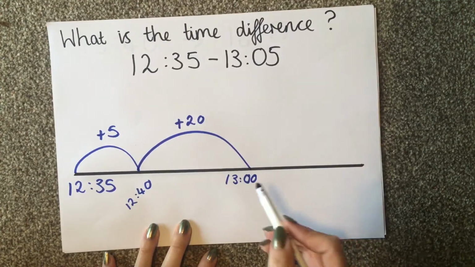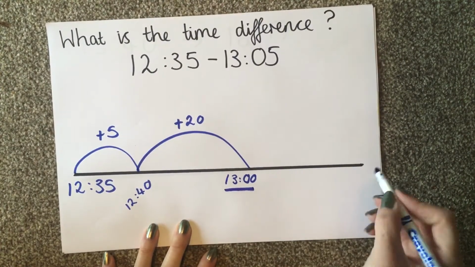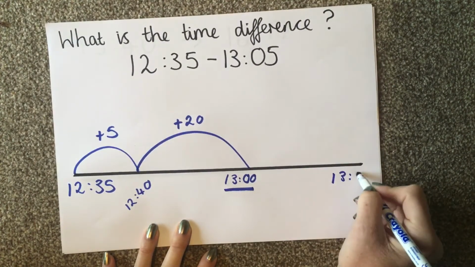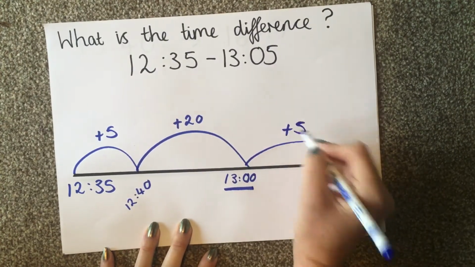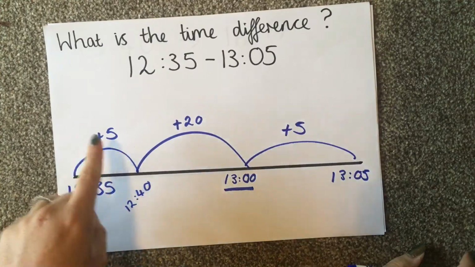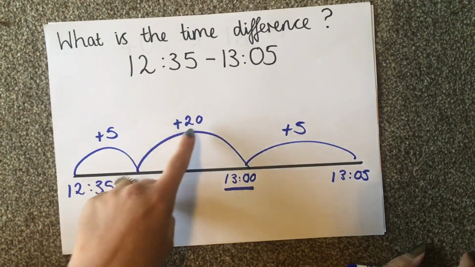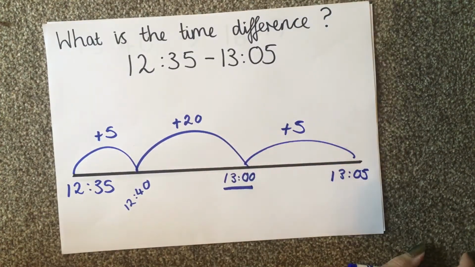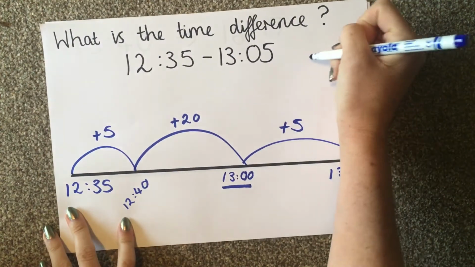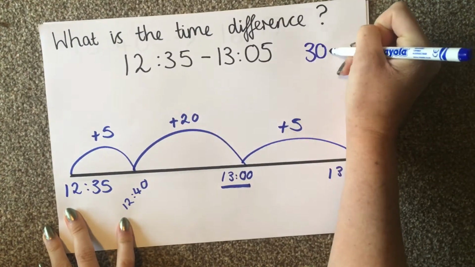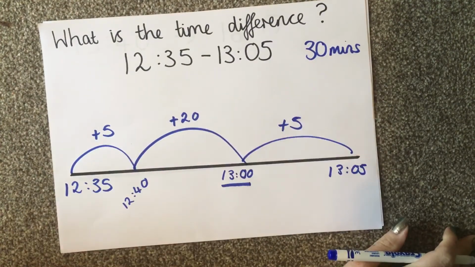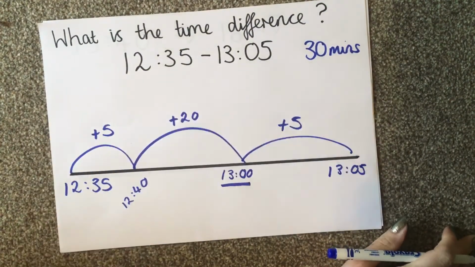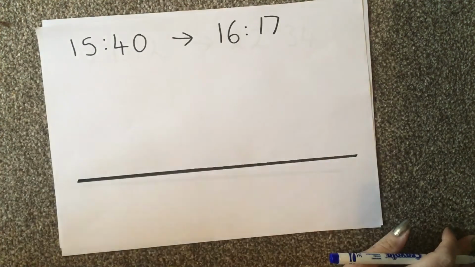Then if I'm at 1300, I need to get to 13:05, and hopefully you can do that in one jump, which is just 5 minutes. If I now add those together, I can see that I've done 5, 20 and 5 minute jumps, and altogether I have added on 30 minutes. That's what I get if I add 5, add 20, add 5. So to get from 12:35 to 13:05 is 30 minutes.